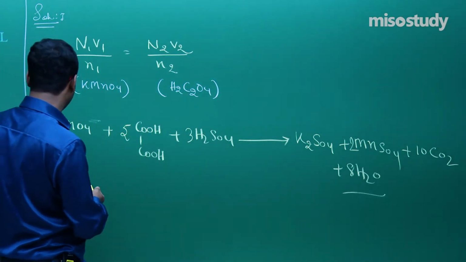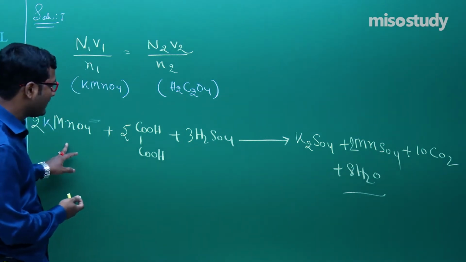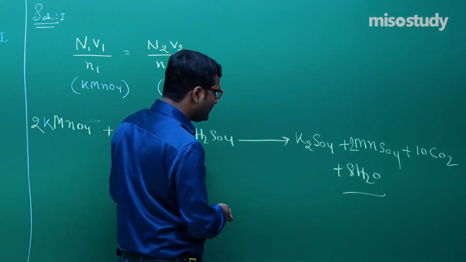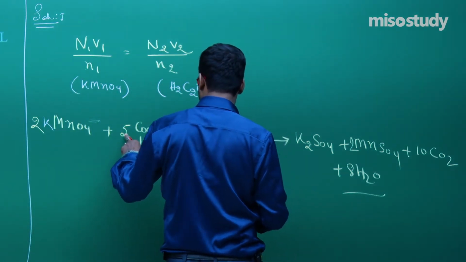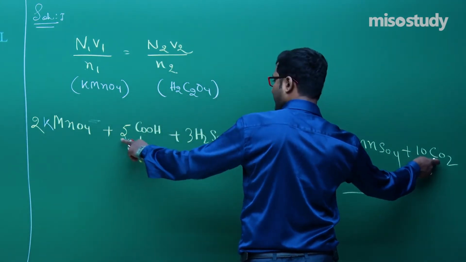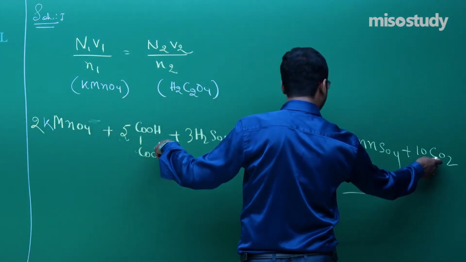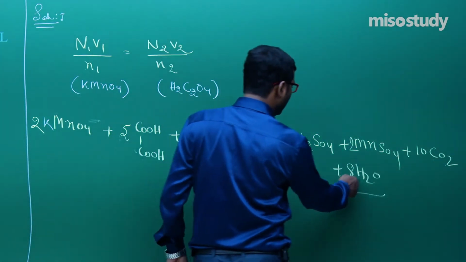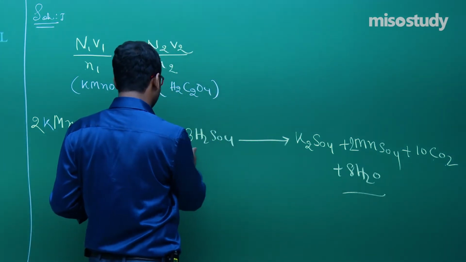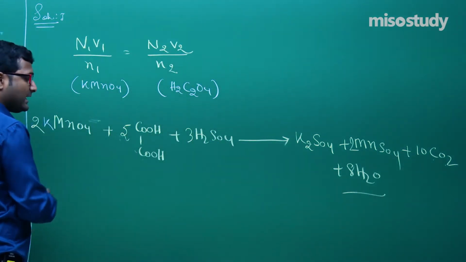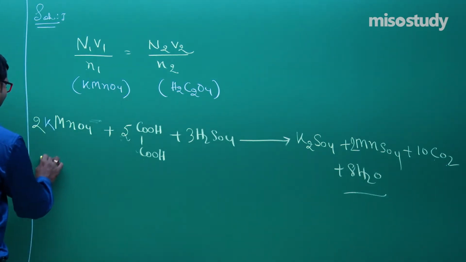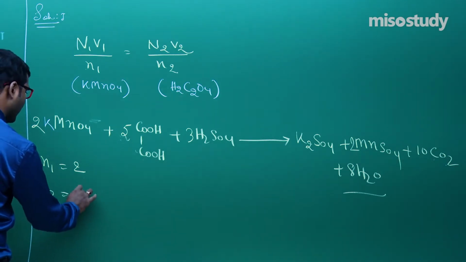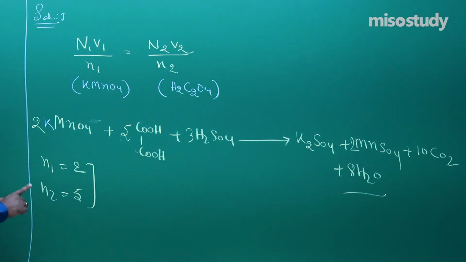Check it out again. K2SO4, MnSO4, 2 MnSO4, okay. Hydrogen 3 to 6, and 5 oxygen, 5 carbon, 5 to 10. Then oxygen 4, 20. Hydrogen 10 and 6, 16, so 8 to 16. Sulfate, check it out: 2 here and 1 here, 3. Completely balanced. Now here n1 is equal to 2 and n2 is given here as 5. Clear? This is the complete general reaction.